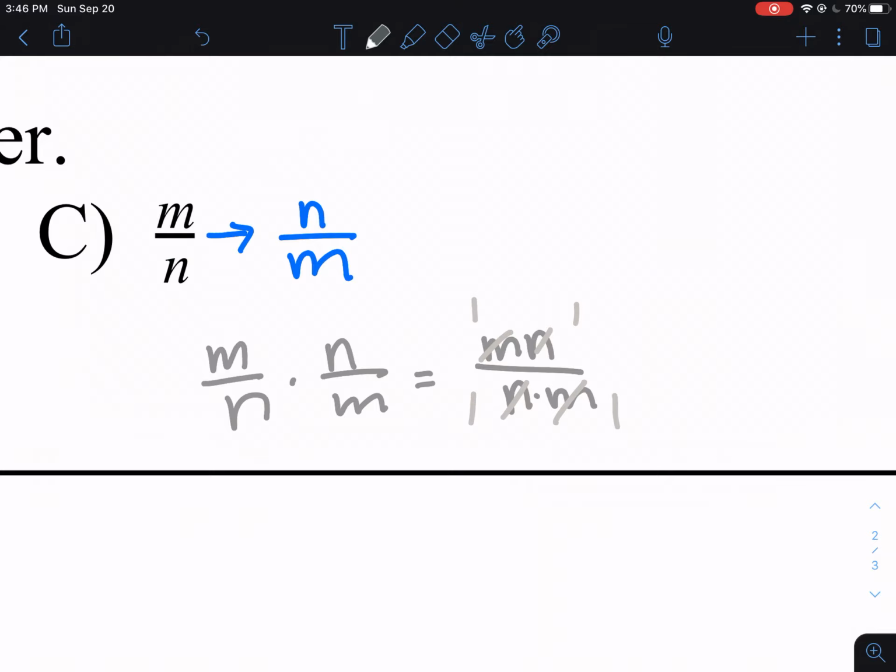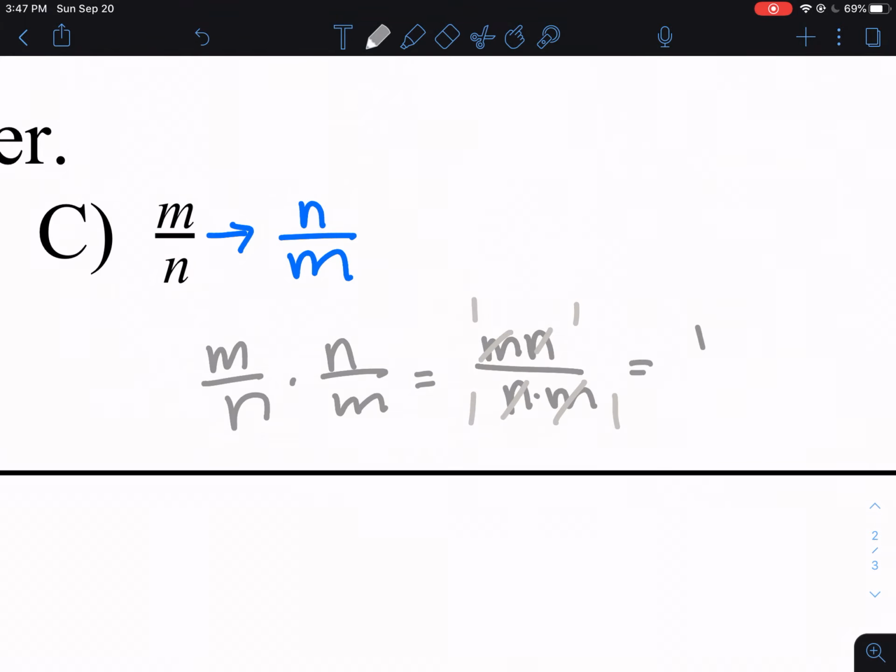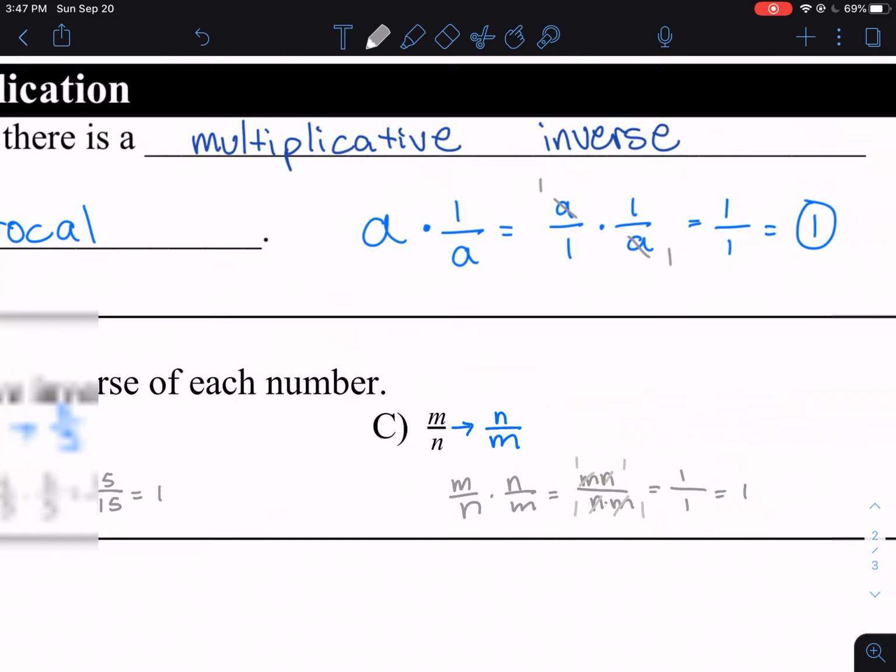And, oh, this is the wrong gray still. Hold on, guys. Okay, here we go. 1 times 1 is 1. 1 times 1 is 1. 1 divided by 1 is 1. And I did the 1 thing again where I say 1 a lot.